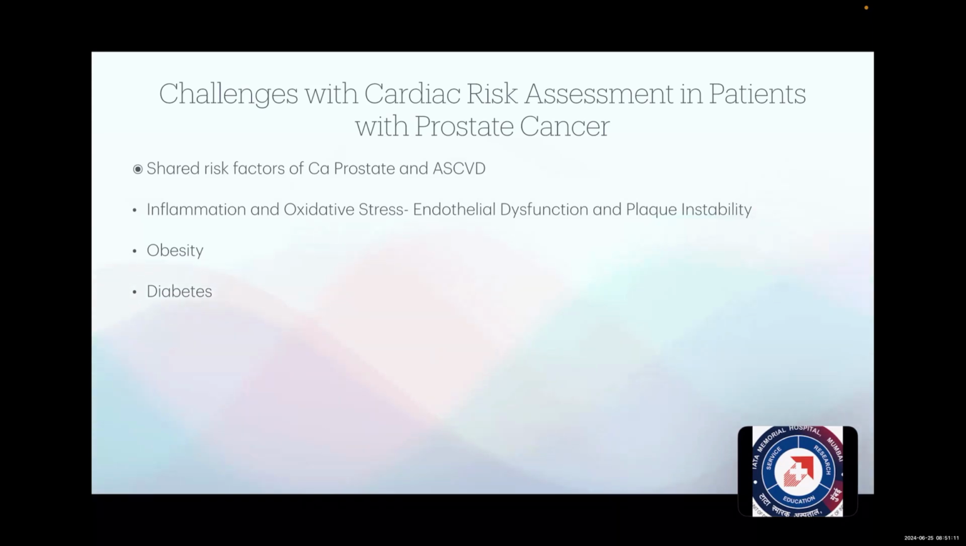Inflammation and oxidative stress. Both prostate cancer and ASCVD are characterized by systemic inflammation and oxidative stress, which contribute to endothelial dysfunction and plaque instability. ADT exacerbates this condition, increasing cardiovascular risk. Obesity and diabetes are prevalent among prostate cancer patients and are significant contributors to cardiovascular risk. Effective management of these comorbidities is critical for reducing overall cardiovascular risk.